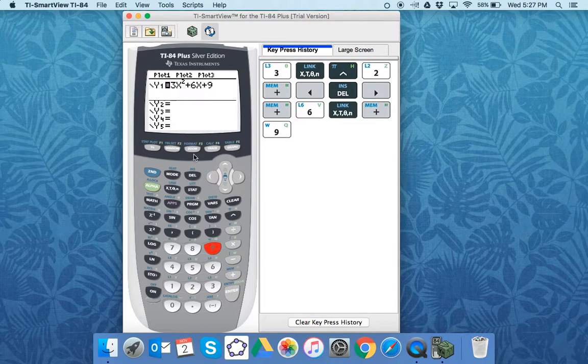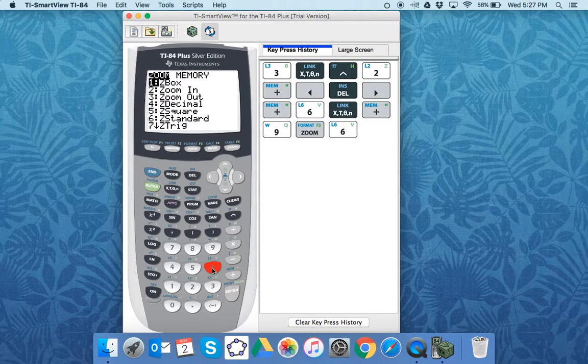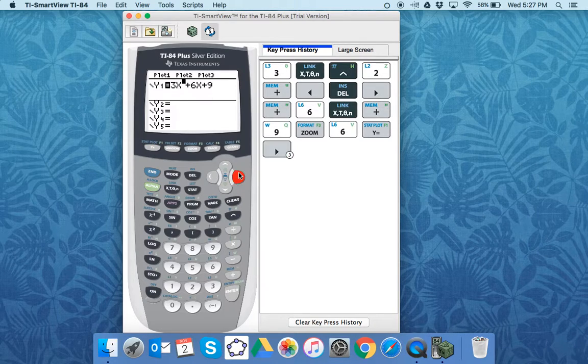And I always do a Zoom 6 to get a general idea of the parabola. Oh, that was a minus 9. Gee whiz. Minus 9. Okay, let's graph that.